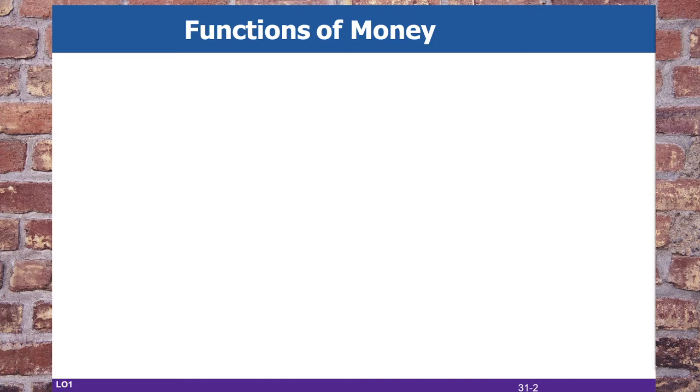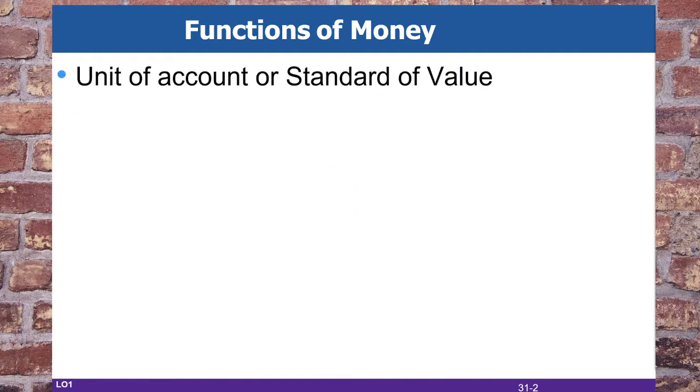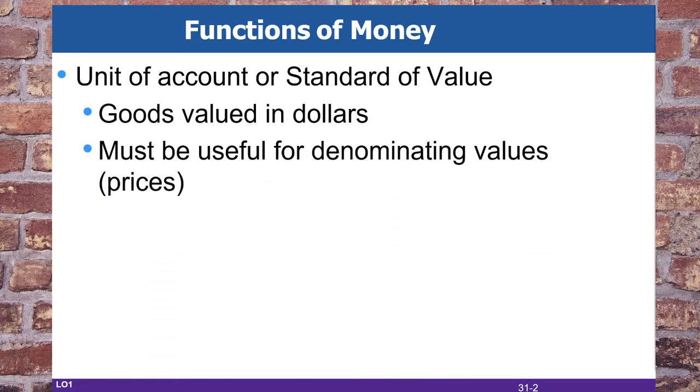The next characteristic is a unit of account, or what we call a standard of value. I always call it the ruler of money. We use it as a measurement. Goods are valued in dollars, which is useful for denominating values. I can go to Five Guys and see a $6 hamburger, and I can go to Center and see a $3 slice of pizza. And I know that the hamburger costs 2 slices of pizza. Then I can measure those things. How expensive is a hamburger? It's twice as expensive as a slice of pizza.